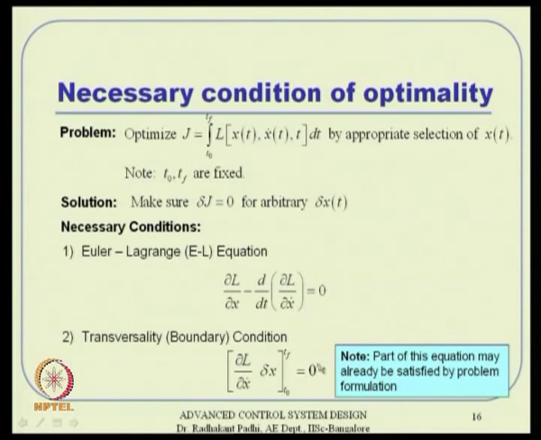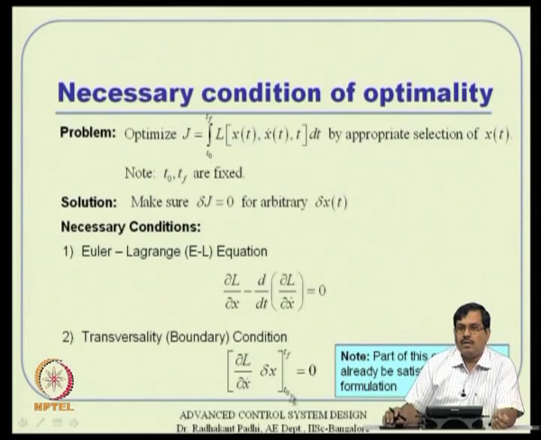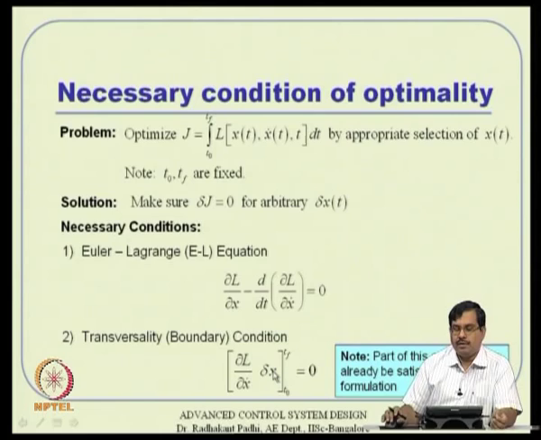And you can also note that part of this transversality condition can already be satisfied by the problem formulation itself. That means, if you are talking about a fixed initial condition problem, let us say, then delta x0 is certainly 0. There is no variation of that value x0. So, in that situation, this condition does not throw any additional information. We already have that information basically.